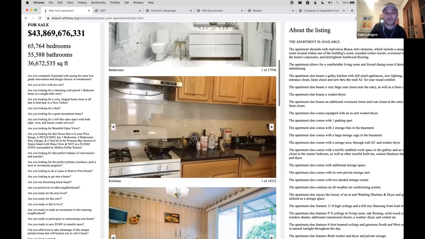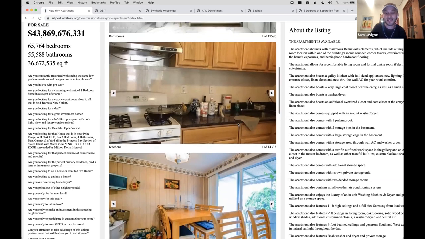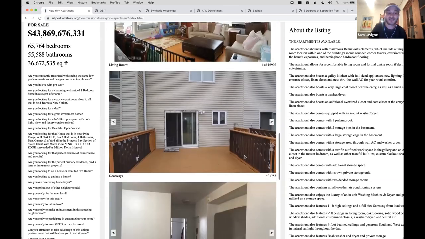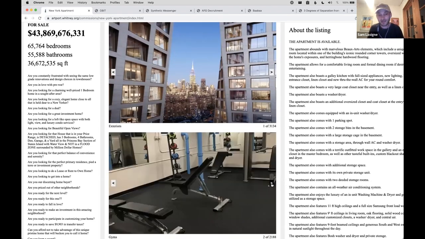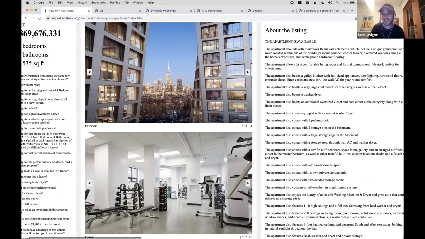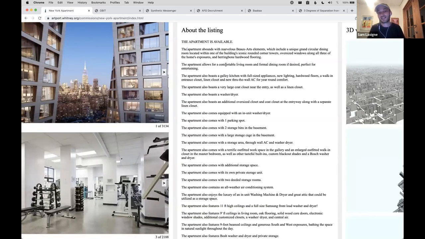17,000 images of bathrooms, kitchens, dining rooms, living rooms, doorways, closets, exteriors, and my favorite, the 2,000 images of the gyms, right? All of the sentences in all of the listings that begin with the phrase "the apartment," I won't read them.